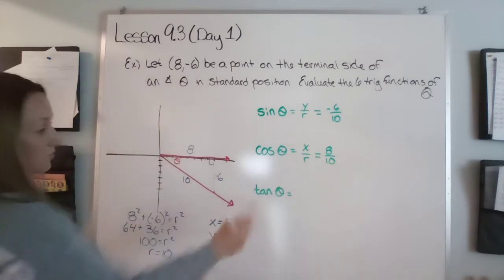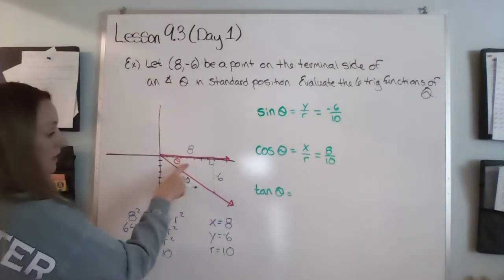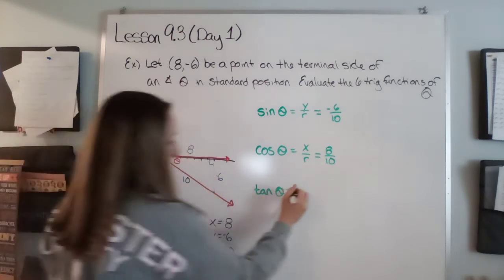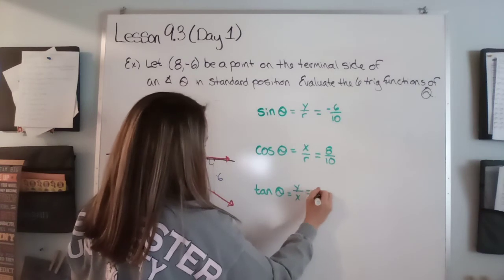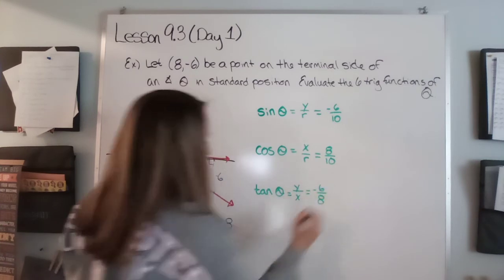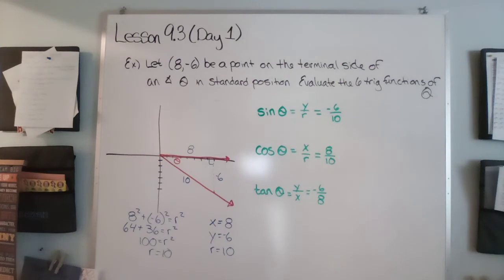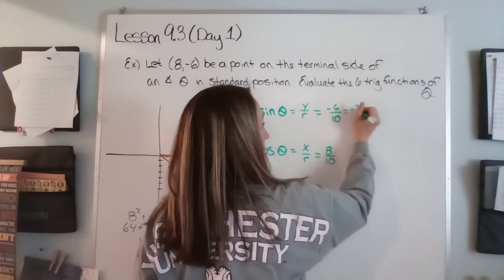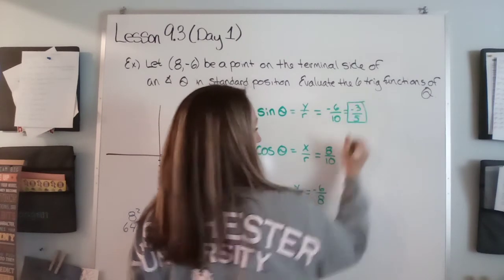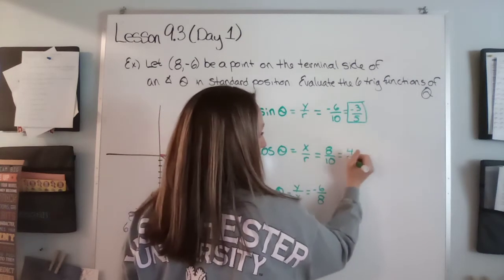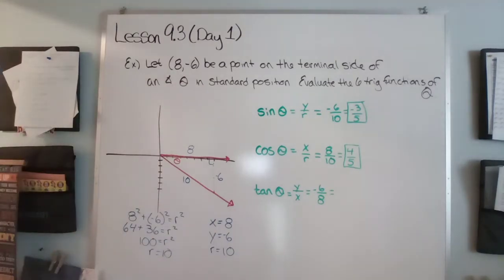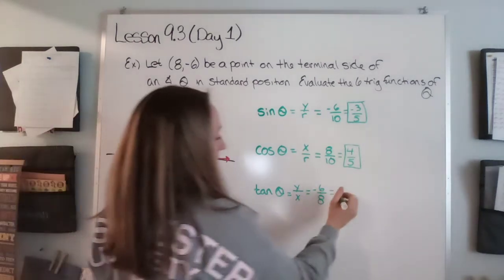All right, and then for tangent, remember SOHCAHTOA, tangent is going to be opposite over adjacent, but we're going to think of it in terms of y over x. So that's going to be -6 over 8. Now, every one of those single fractions can be simplified, so we'll do that next. -6 over 10, both divisible by 2, so it's -3 over 5. And then 8 over 10, both divisible by 2, so 4 over 5. And then -6 over 8, both divisible by 2 again, so -3 over 4.